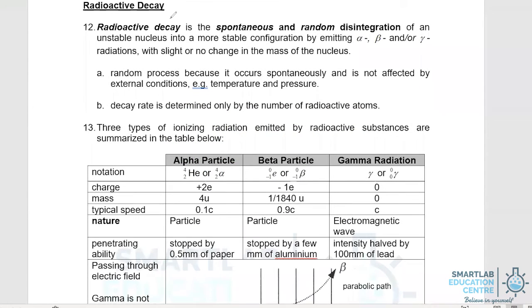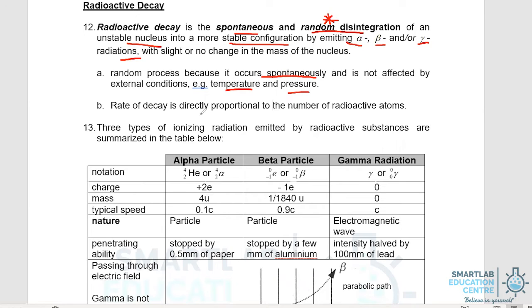Radioactive decay. Radioactive decay is the spontaneous and random disintegration of an unstable nucleus into a more stable configuration by emitting alpha, beta, or gamma radiation, with slight or no change in the mass of the nucleus. It's important to note that radioactive decay is random, and what they meant by random is that it occurs spontaneously and is not affected by external conditions such as temperature and pressure.